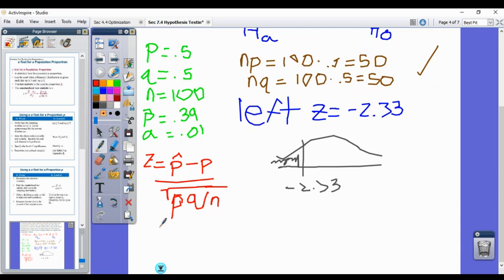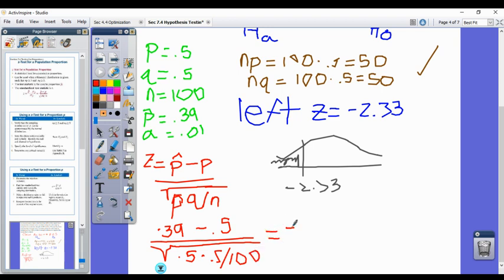Okay, so let's plug in. We're getting 0.39 minus 0.5 all divided by the square root of 0.5 times 0.5 divided by 100. If I do that, I'm going to get -2.2. So if I put that on here, -2.2 is here. Is that in the rejection region? No, so we are going to fail to reject this.